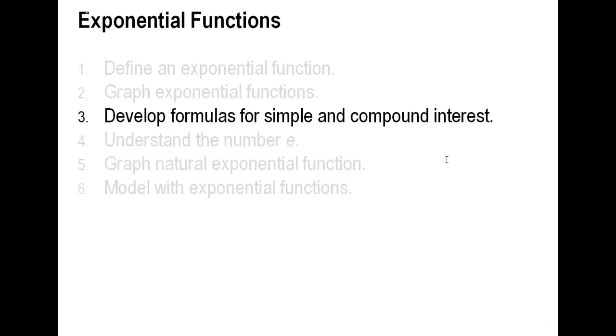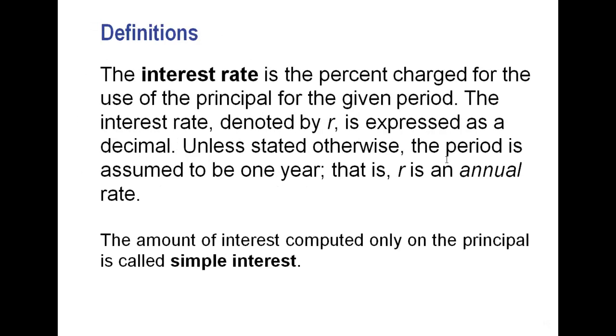Next, we can develop formulas for simple and compound interest based on these. So the interest rate is the percent charged for the use of the principal for the given period. What the heck does that mean? Well, the interest rate, which we normally denote by an R for rate of interest, right? You might think it should be an I for interest, but it's R for rate of interest, and it's always expressed as a decimal. So if you're paying 3% interest, you would express that as 0.03. And unless stated otherwise, the period is always assumed to be 1 year, and so therefore R is what's called an annual percent rate.